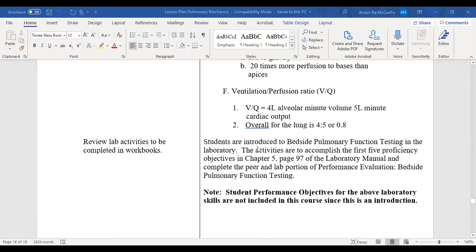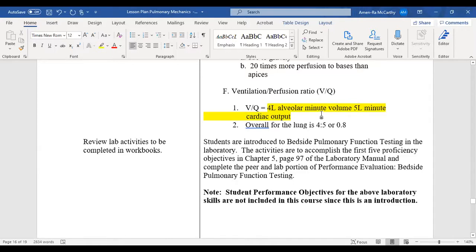All right, ventilation perfusion ratio. It's the last little bit here. We talked about it yesterday. VQ is ventilation to perfusion. We said that you should have 4 liters of alveolar minute volume to 5 liters of cardiac output.